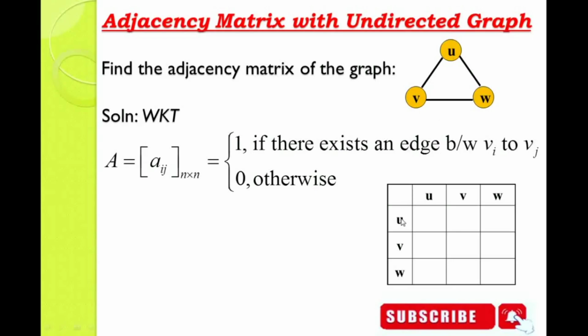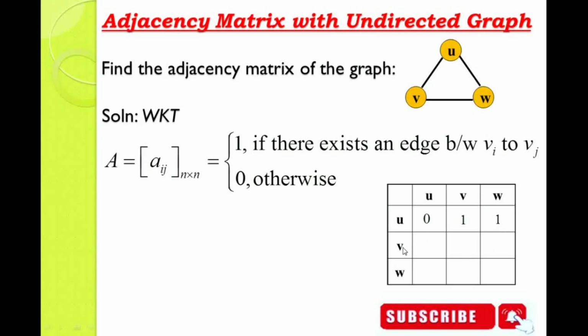So first, vertex U to U. What is the meaning of U to U? How many edges are connected between U to U? Here there is no edge between U to U, which means a self loop. Here there is no loop, so we say the value is 0. Next we take U vertex and V vertex. How many edges are connected from vertex U to V? Only one edge is connected, so the value is 1. Next one, U to W. You see U to W, one edge between U and W. So we assign the value 1.